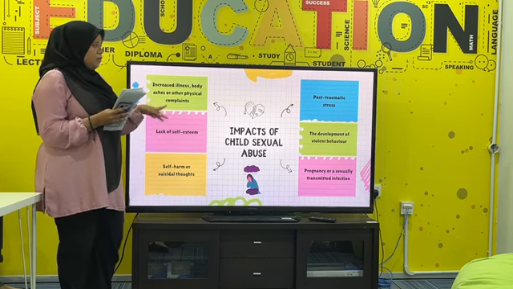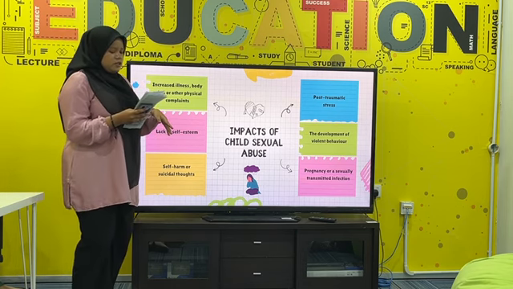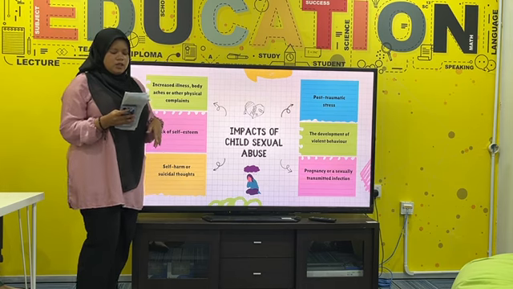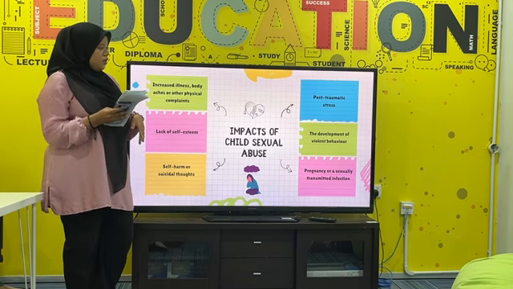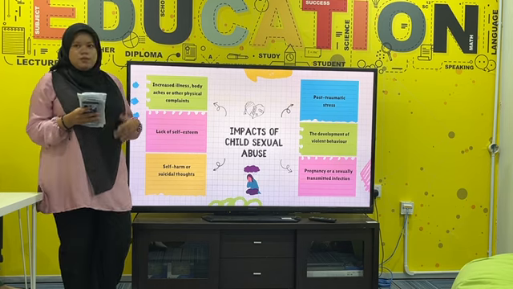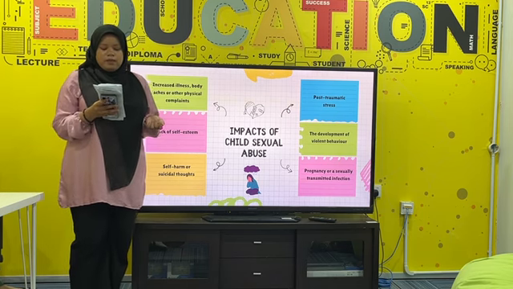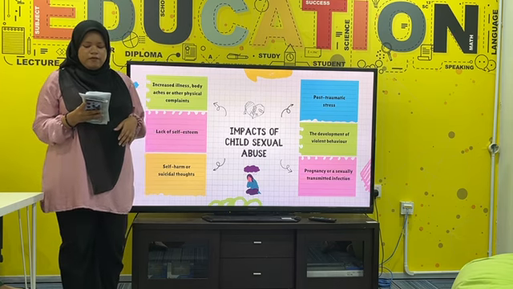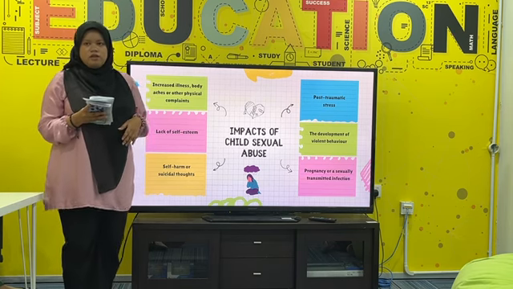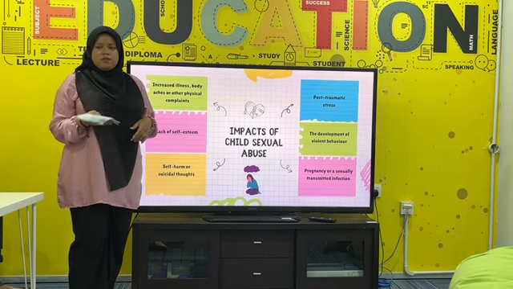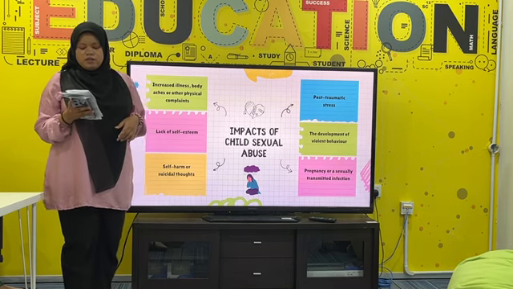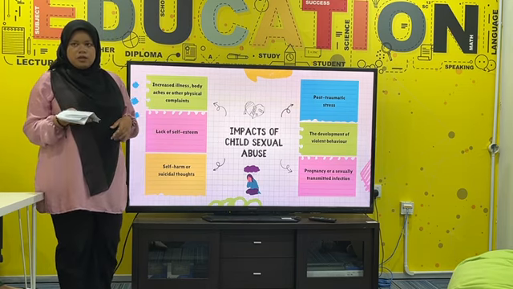So for example, a child who has experienced this issue might develop symptoms of post-traumatic stress such as intrusive memory or flashbacks. The victim may repeatedly relive the abusive experience in their mind, feeling as if they are going through it all over again. This flashback can be triggered by certain sounds, places, or even smells that remind them of the trauma.